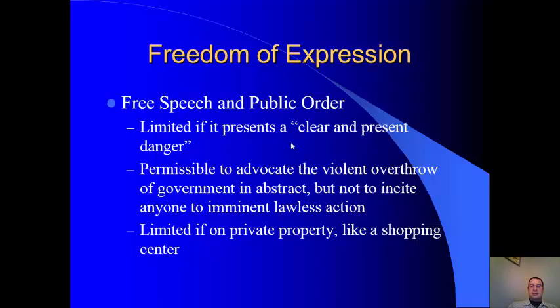You're limited in how much freedom of expression you have if you're on private property. Right? So a shopping mall can ask you to leave, just like any private citizen can ask you to leave private property. Your freedom of speech does not extend as far on private property as it does on public property.